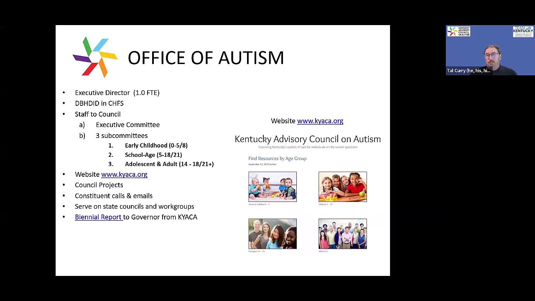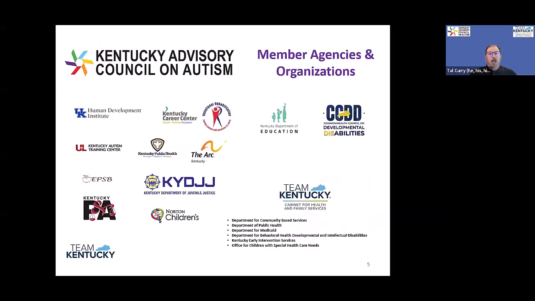So we also have a website. We do several council projects. I answer a lot of constituent calls and emails, serve on state councils and other work groups, and we also do a biannual report to the governor. This is a picture to our right of the KYACA website. And here are some of the member agencies and organizations.